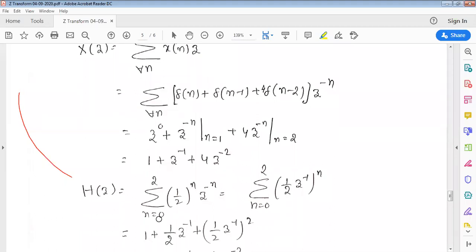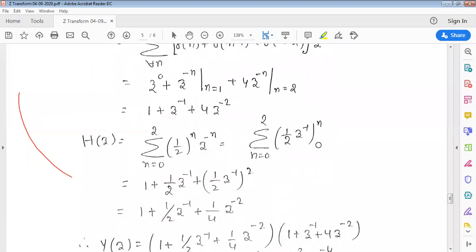Similarly, H of z, it is n equal to 0 to 2, 1 by 2 power n, z raised to minus 1. So I write 1 by 2 z raised to minus 1 whole raised to n. So what happens? Put n equal to 0. I'm not going to evaluate this summation, I'll just put n equal to 0. So a power 0 becomes 1. That's the first term. Second term, n equal to 1, 1 by 2 z raised to minus 1. Third term is 1 by 2 z raised to minus 1 whole square, that is 1 by 4 z raised to minus 2.